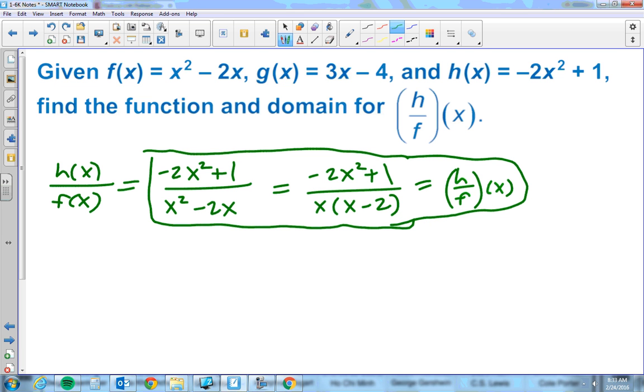That's our answer. The domain this time, those not real numbers. The domain of both these was all real numbers, but not this. The domain is everything except for which two numbers? 0 and... Because when you plug in 0 here, you get 0 for the denominator, and when you plug in 2 in here, you get 0 for the denominator. And you can see factoring was helpful, actually, with the domain question. Okay?